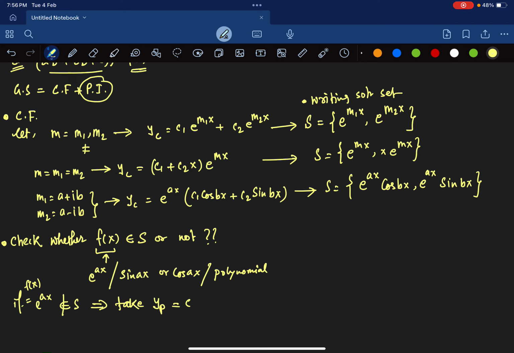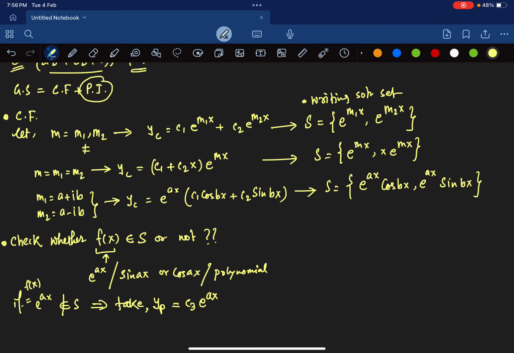yp is equal to c3 e^(ax). Why have I taken this yp equal to c3 e^(ax)? See, these things are not coming from anywhere. All these results have their own proofs. So if you are interested, you can go for the proof as well, but for the time being we are only sticking to the process. Okay, now you can take yp is equal to c3 into e^(ax).